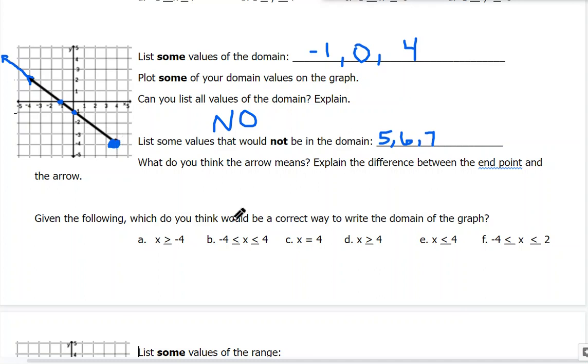So what is my domain? How would I write that as an inequality? Well, I could write that as an inequality because I see it stops at 4 and it keeps going on to the left. So that means 4 is the biggest it can be, but it can be any number smaller than 4. So it would be x is less than or equal to 4, which would be E here. Okay? All right, let's do the same graph, but do the range.